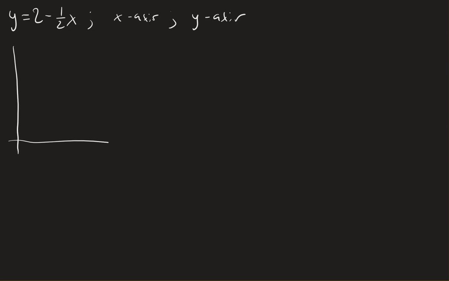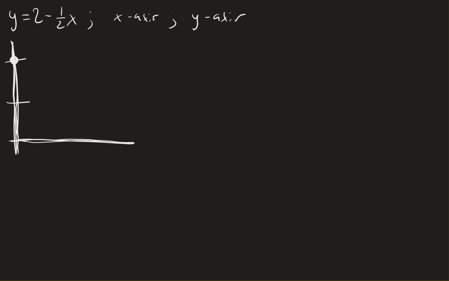This one's for number 7 on the worksheet. And number 7 says we want to deal with some cross sections created from this equation, the x-axis and the y-axis. Okay, so my visual: we've got our x-axis, we've got our y-axis, and then to graph this, we've got our y-intercept and our slope.